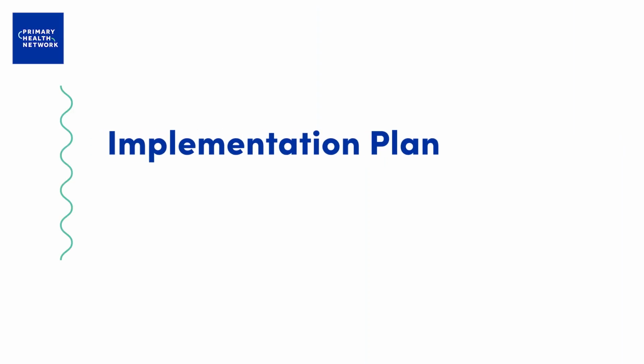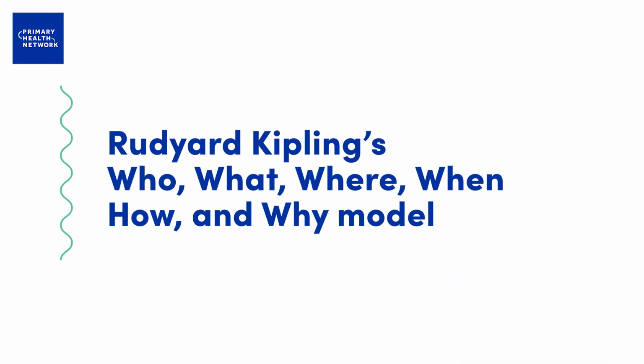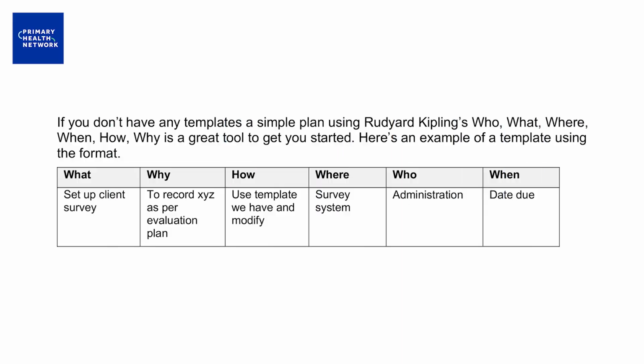Implementation plan. An implementation plan details step by step how you will implement and deliver each stage of the tender. Rudyard Kipling's Who, What, Where, When, How and Why model is a great tool to create an implementation plan. Here's an example. Down the left-hand column are item descriptions such as set up client survey.